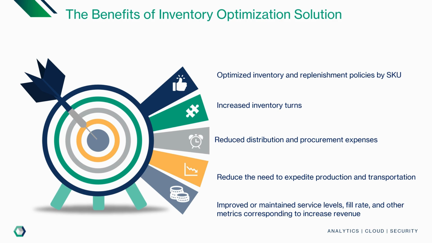At a detail level, the inventory optimization process determines the optimal inventory and replenishment parameter settings and policies for each individual SKU by location. This feature enables increasing overall inventory turnover and reducing expenses for distribution, procurement, and capital costs. It minimizes the need to expedite production or transportation to cover stockouts with associated premium costs. Altogether, the optimized inventory policies improve metrics like order fulfillment rates, back order levels, and other service measures corresponding to increased revenue.